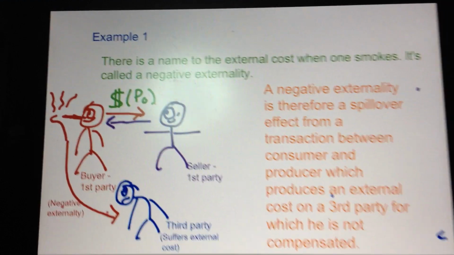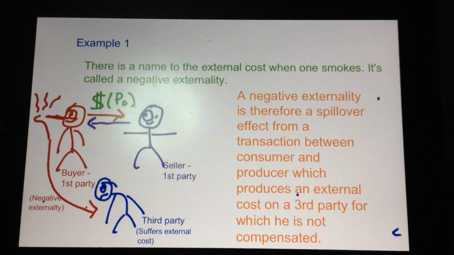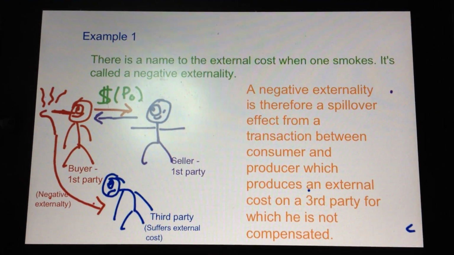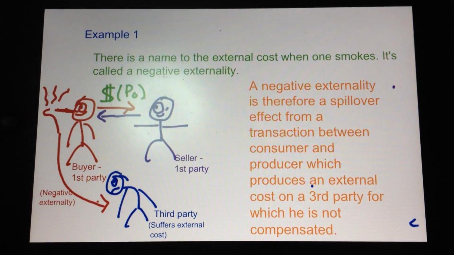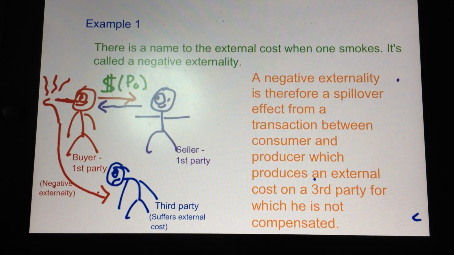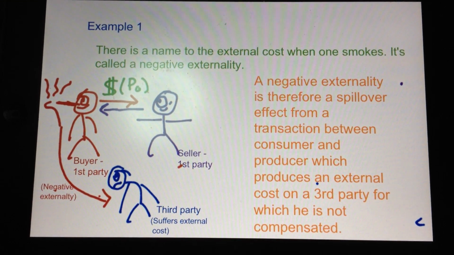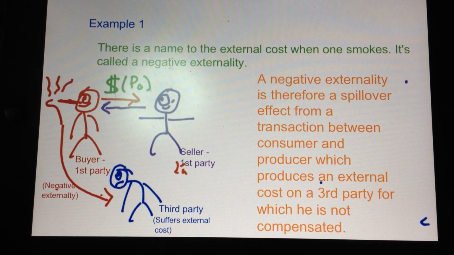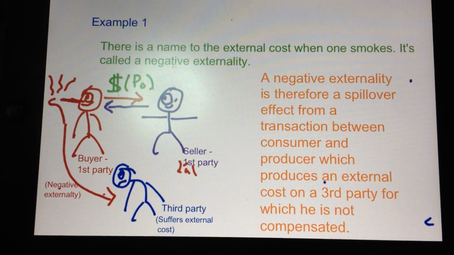Now so far, if you look at this diagram, you can see the seller and the buyer. They are considered the first party and the second party.